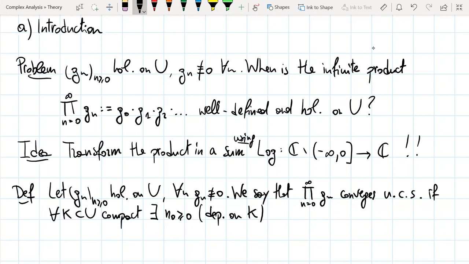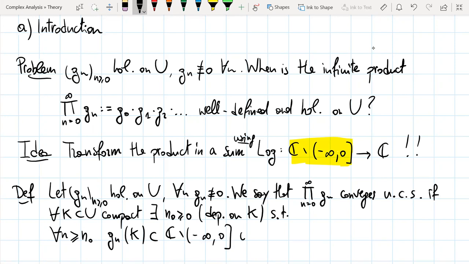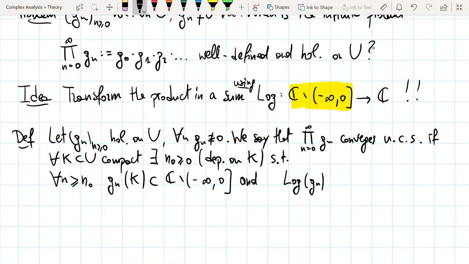What do we want? The first thing that we want is that we can take the logarithm of g_n, but for this to be true we want that g_n sends K inside the domain of the logarithm. Otherwise, we cannot take the logarithm of this function. So the first condition is that for all n bigger or equal than n0, g_n sends K to a subset of the domain of the logarithm. Then when this is achieved, we can take the logarithm of g_n. And now we want that the infinite series for n going from n0 to infinity must converge uniformly on K. Okay, so this is the definition.